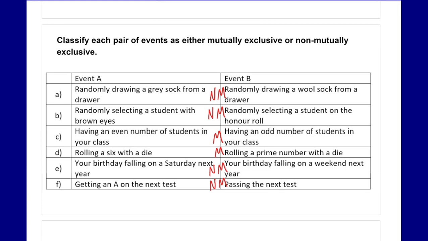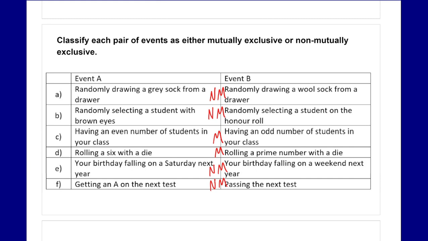C, having an even number of students in class or having an odd number of students in your class. So this is mutually exclusive. You can't have both at the same time. You either have one or the other. For D, rolling a 6 with a die and rolling a prime number with a die. These are mutually exclusive because 6 is not a prime number. So these two events are separate.